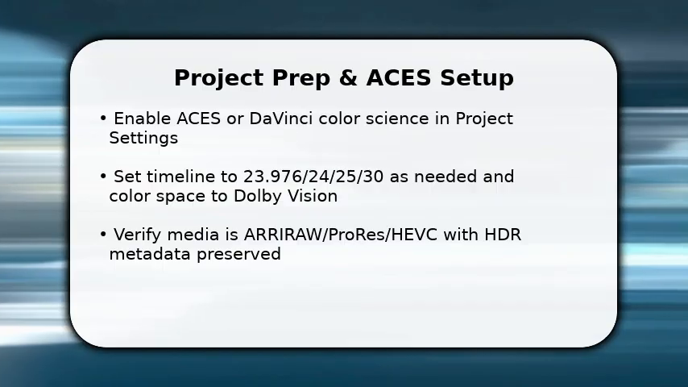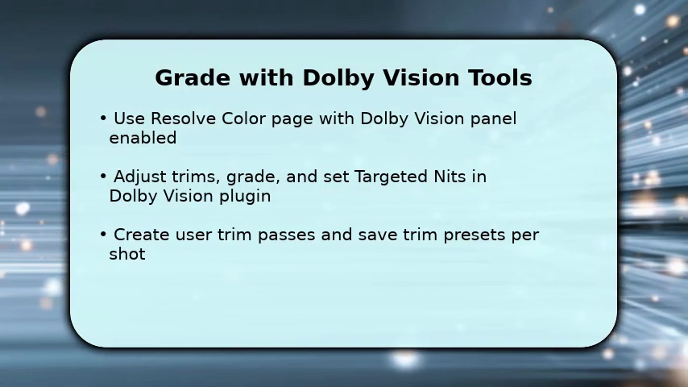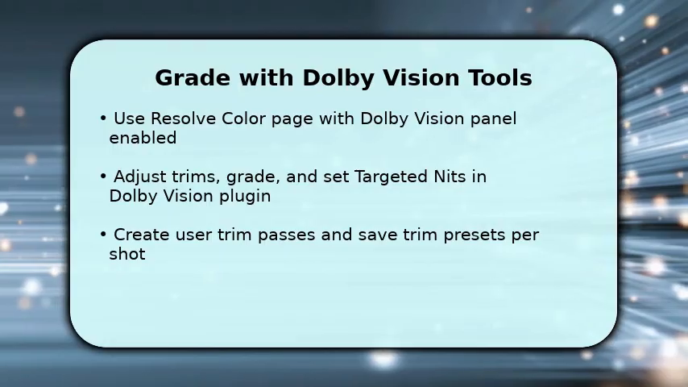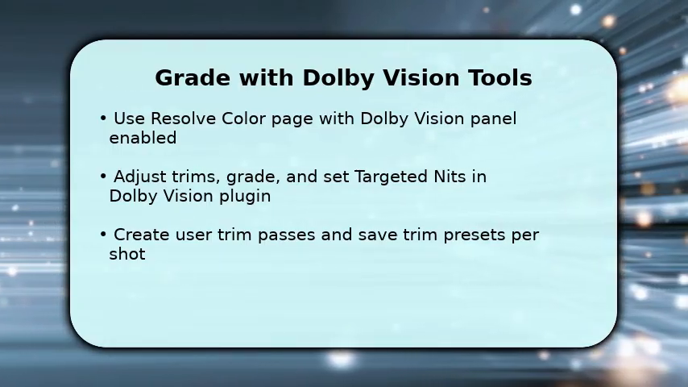Make sure your monitoring path is set to a Dolby Vision capable output device or a validated HDR reference to see accurate PQ/HLG behavior. Now you move into the color page and enable the Dolby Vision panel. This is where you create trims and target mastering display parameters.